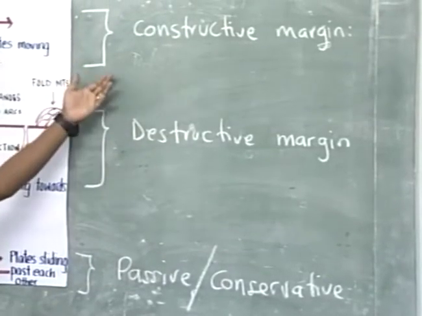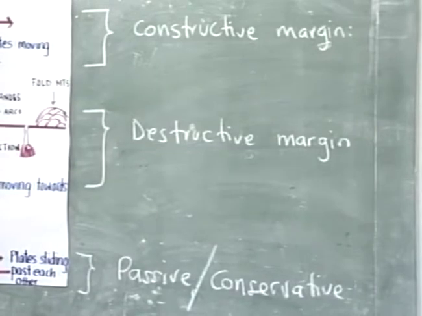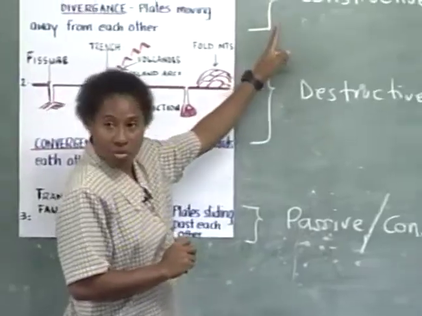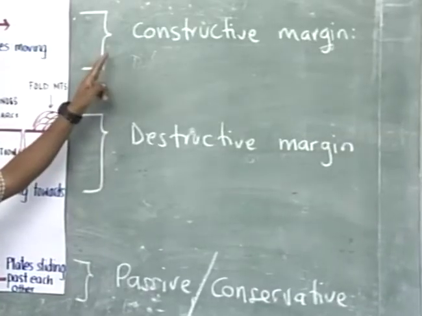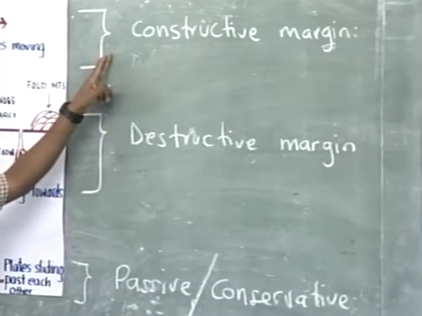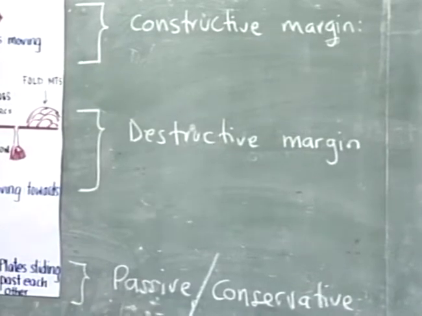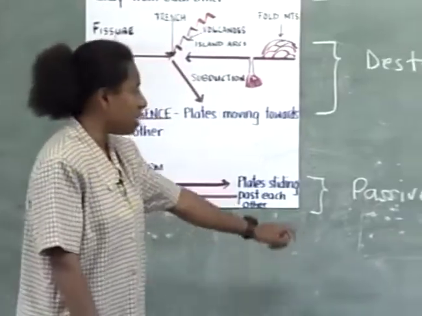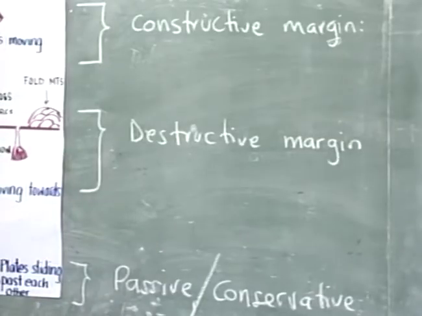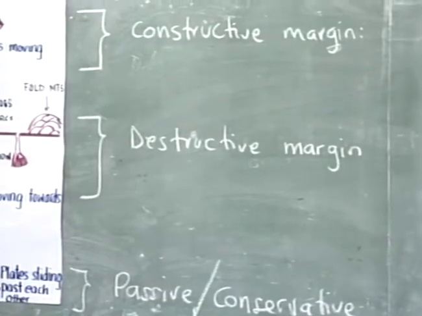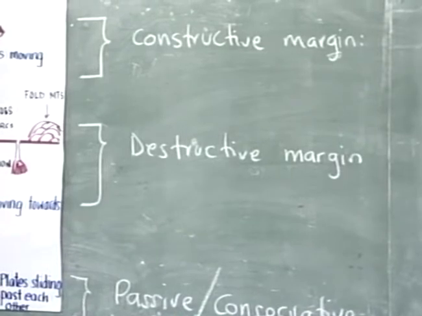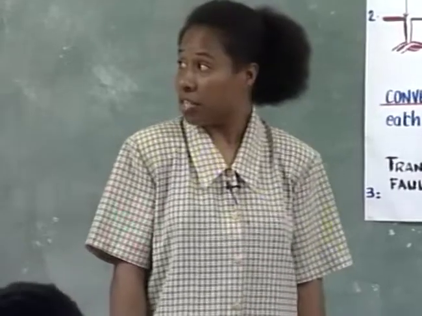Where one plate is moving and another plate is also moving, but both are moving away from each other, then at that boundary of those two plates, it is a constructive margin. Where you have a plate sliding past another plate, then the boundary of those two plates is a passive or conservative margin. So all you had to do was look at the map of the world, which contained the tectonic plates, and then identify which boundary or margin.